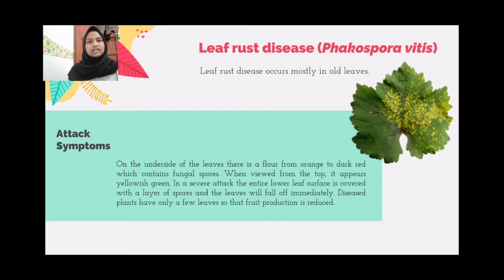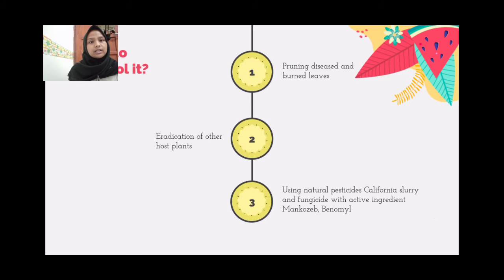And how to control this disease? To control leaf rust disease, we can plant disease-resistant plants and prune leaves. We can also eradicate other host plants. We can use natural pesticide California slurry and fungicide with the active ingredient mancozeb or Perennial.